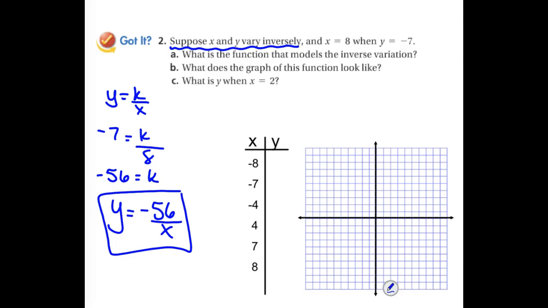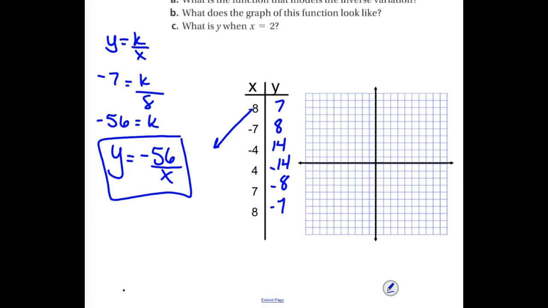All right, so using our y equals negative 56 divided by x, if we dump a negative 8 in there, what do we get? 7. Put a negative 7 in for x, we get 8. Negative 4, 14, positive 4. Negative 14, positive 7, and positive 8. All right, so plotting those.